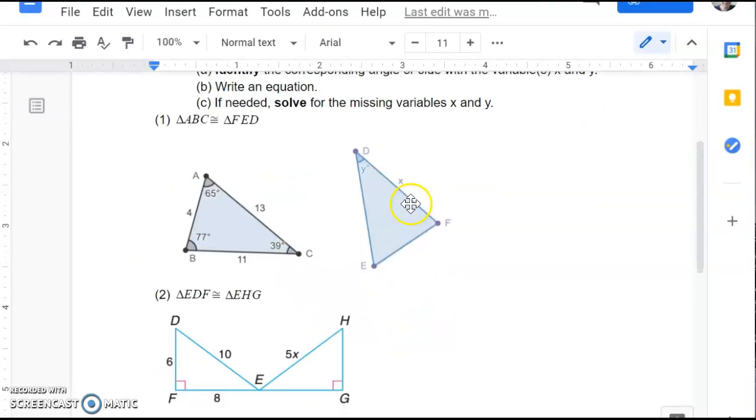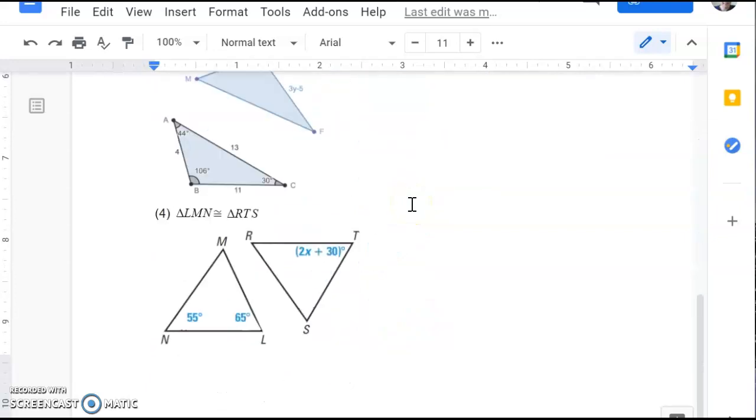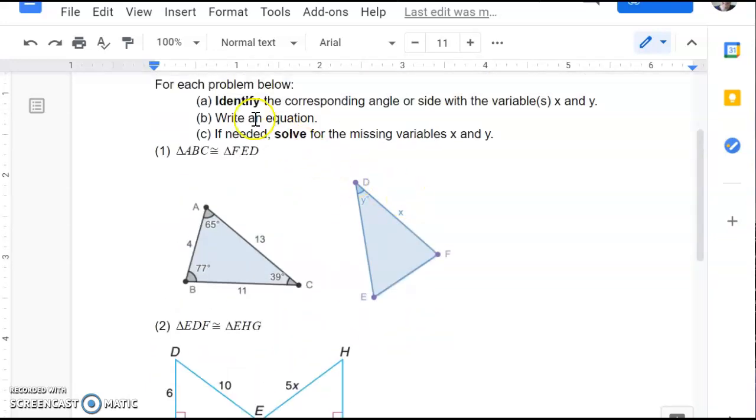Using the triangle congruence to solve. You have 4 problems. You are going to follow the 3 steps that I said. First part is identify the corresponding angle or side with the variables x and y. So in this case, where is the variable x and y? I have an x here and I have a y here, okay? And then you need to write the equation and then if needed, solve for the missing variable x and y. That's going to be what you are working on for the rest of the class.